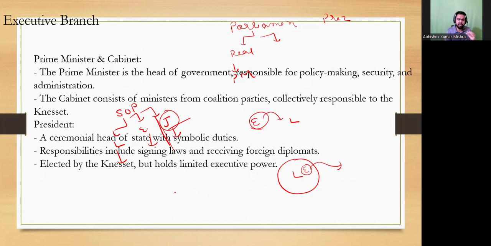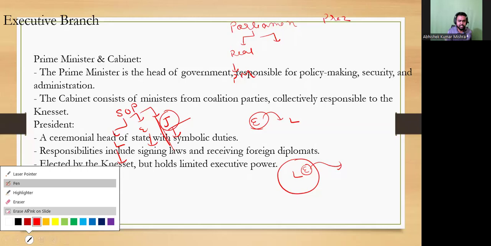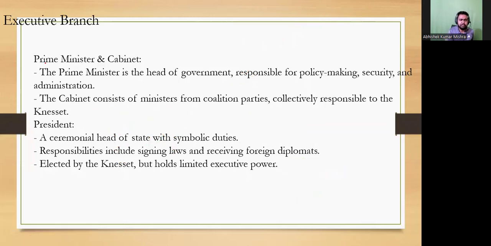Talking about the executive branch of Israel, after knowing all these things, that would be easy to understand. So basically, there is a prime minister and cabinet. The cabinet are the ministers who are helping and assisting the prime minister with different portfolios and all. So the prime minister is the head of government, right? Not the head of state, because the head of state is the president. Remember that. And that is just the symbolic head. It just has the symbolic duty. It does not have any powers at all.